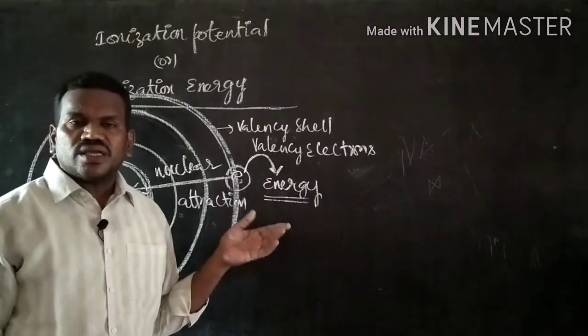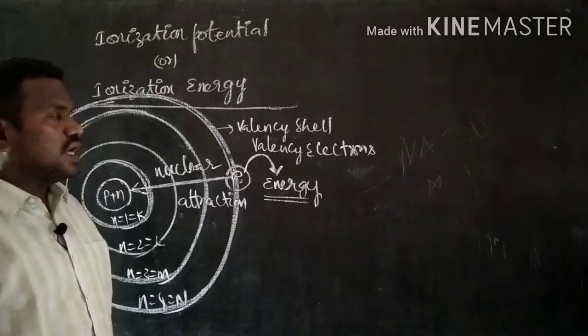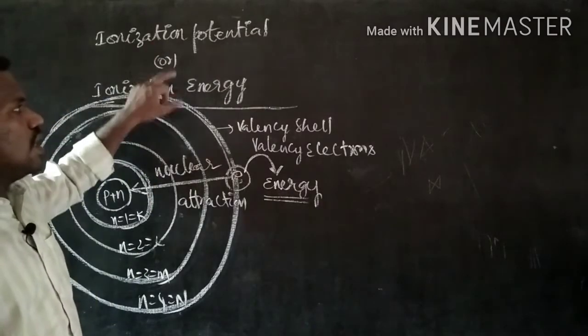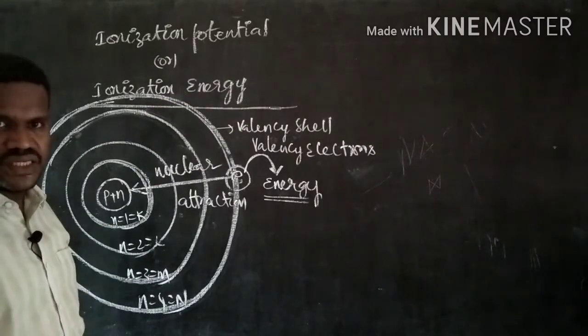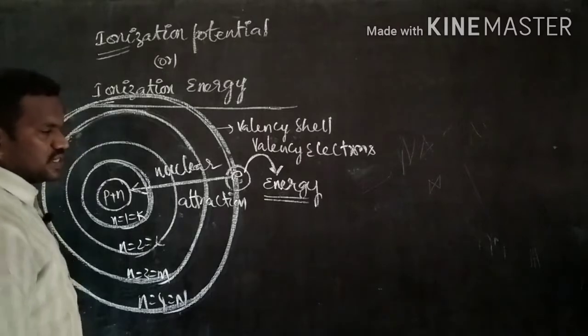the amount of energy required to remove the electron from the valency shell of a neutral gaseous atom is called ionization potential or ionization energy. Why has the word ion come now? Let us explain with an example.